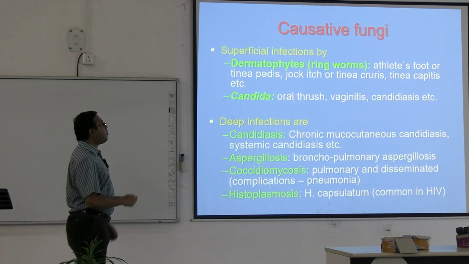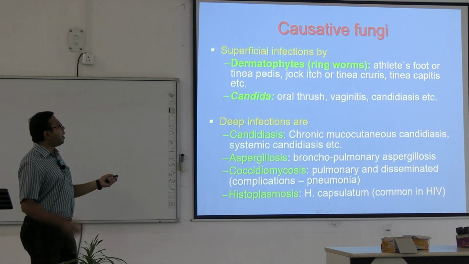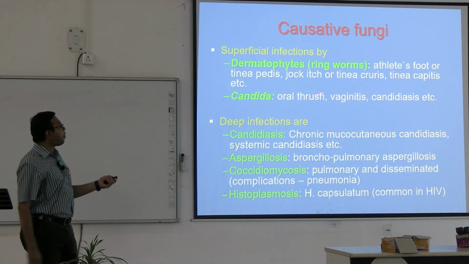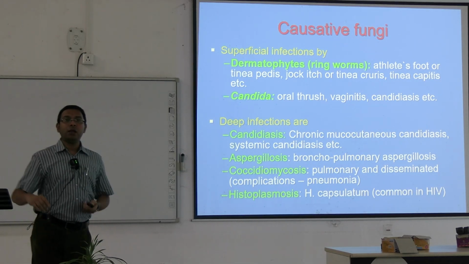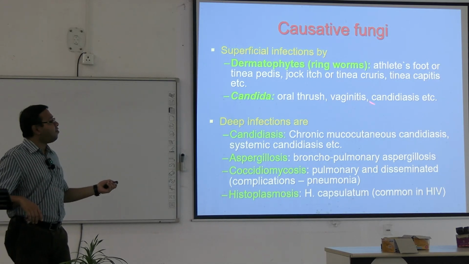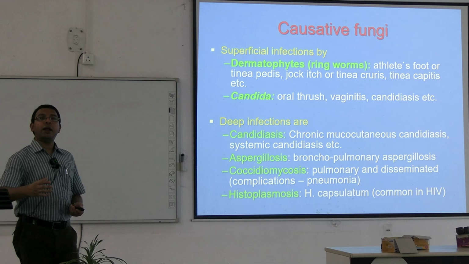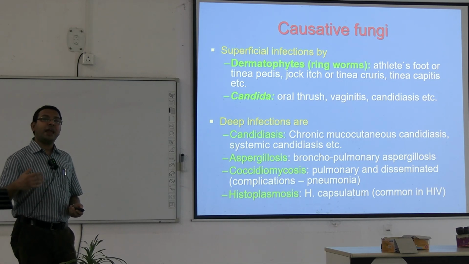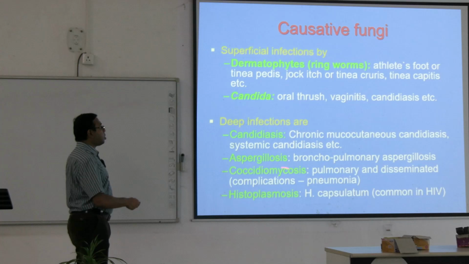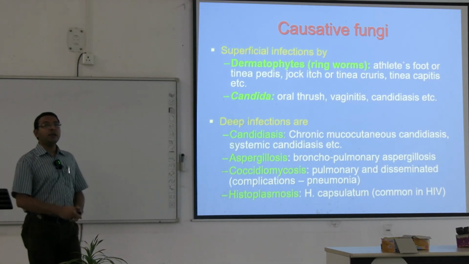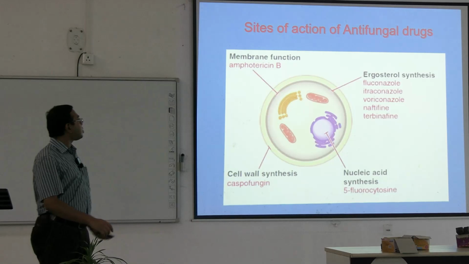The superficial infections are mostly caused by dermatophytes or ringworm, like Tinea pedis, Tinea cruris, Tinea capitis. Candida may cause oral thrush and Candida vaginitis, candidiasis. If the Candida becomes more prevalent in the blood, this is known as candidemia. All this can happen. Candidiasis, aspergillosis, coccidioidomycosis, histoplasmosis can cause deep infections, that is, different organs may be affected.